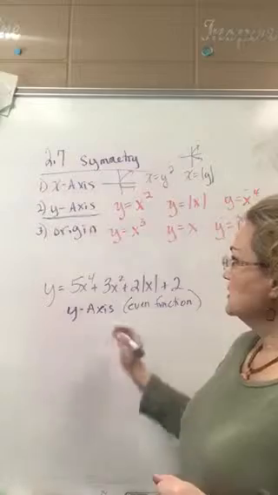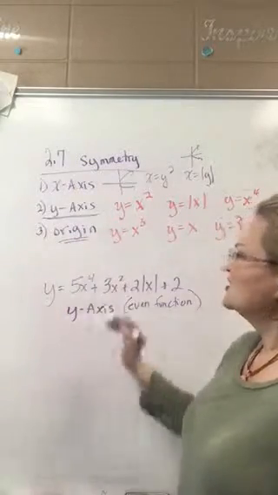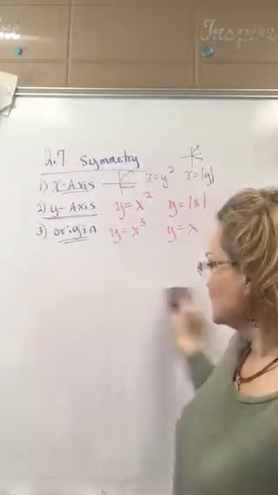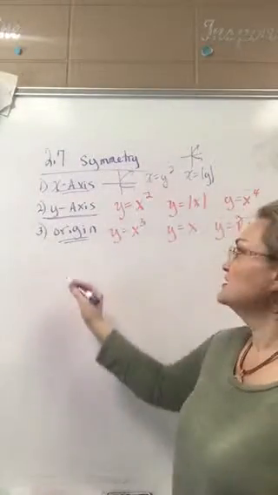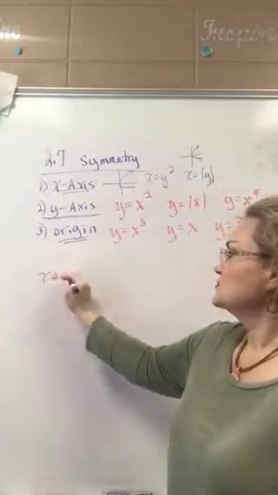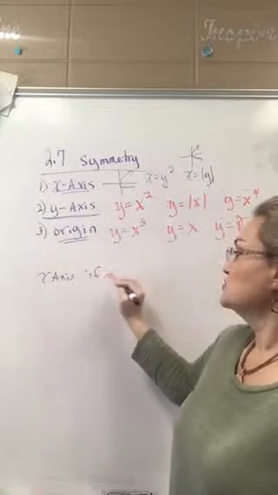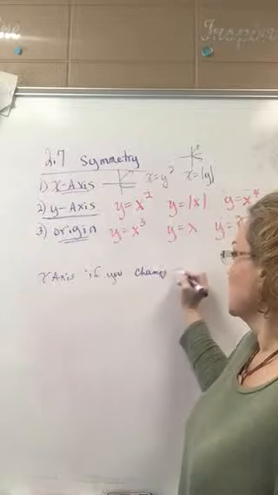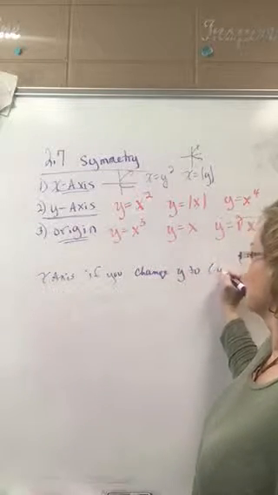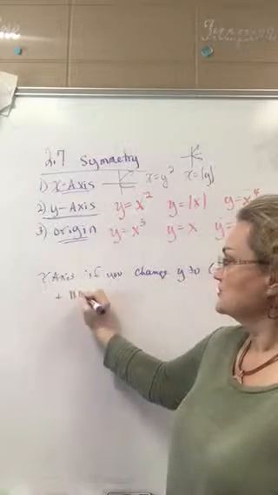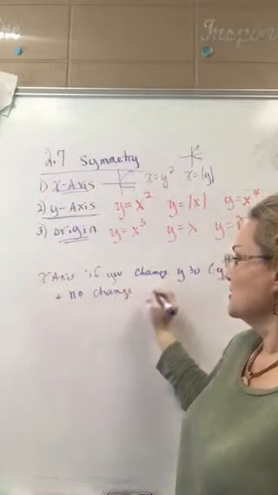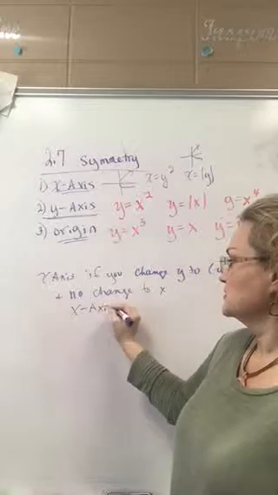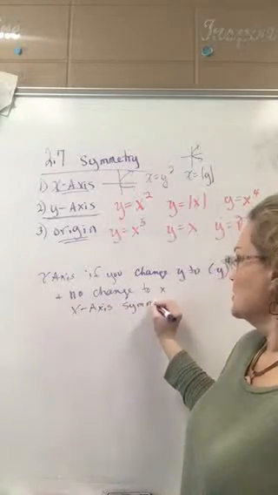All right, the origin symmetry. No, I think I'll do x-axis next, because it kind of flows with this. The x-axis symmetry is the opposite of what I just did. For x-axis symmetry, if you change the y to negative y and there's no change to x, it has no effect on x. That proves x-axis symmetry. So just the opposite here.